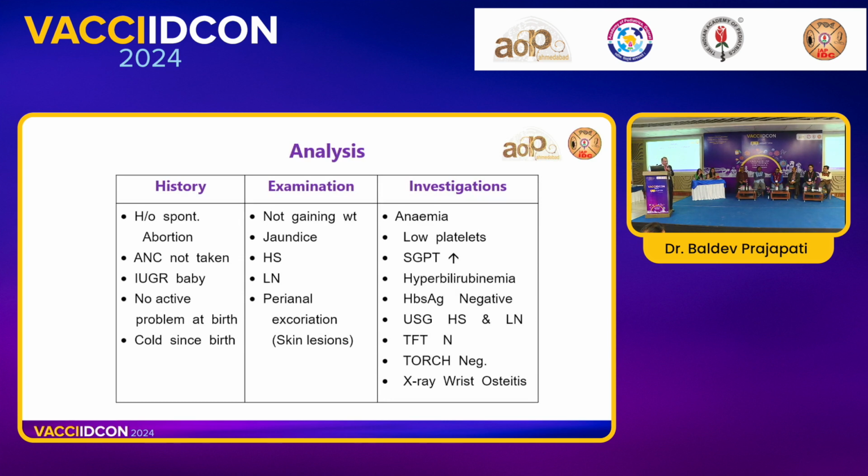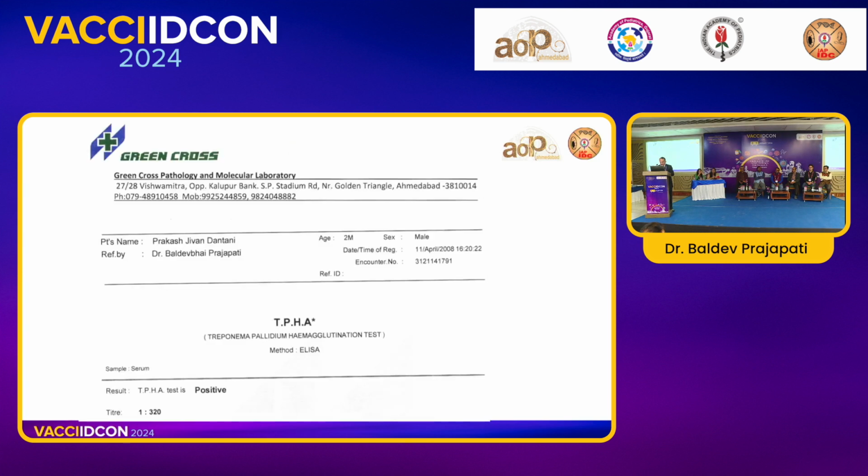Later on, we checked even the perineal region. There was excoriation. Investigation showed anemia, low platelets, raised enzymatic reaction, jaundice. Four common investigations were negative. X-ray was showing osteitis. We went straight away for the Treponema pallidum hemagglutination test, and sir, compliments, it was positive. Titer was very significant, gone into 320.